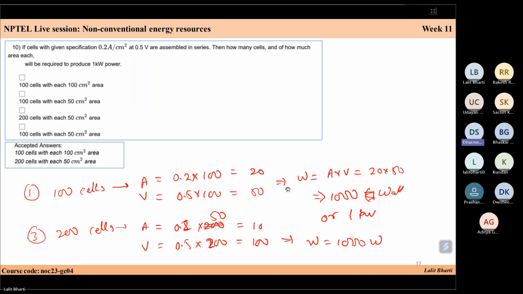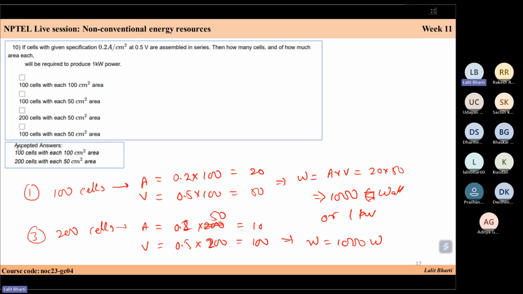Sir, how to decide the area, sir? It is given in the options. That is why I'm saying you just check all the question options given and try to make the combination. Only two are correct here. Only the current density is given, no area is specified, so we have to check the combinations given in the options we have.